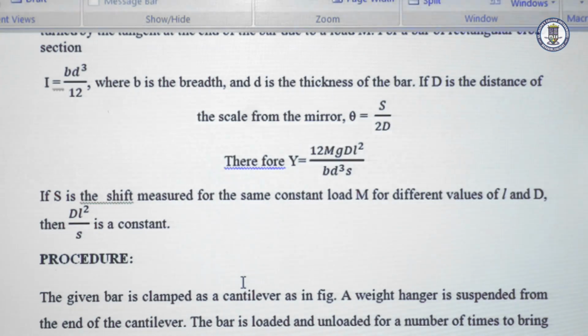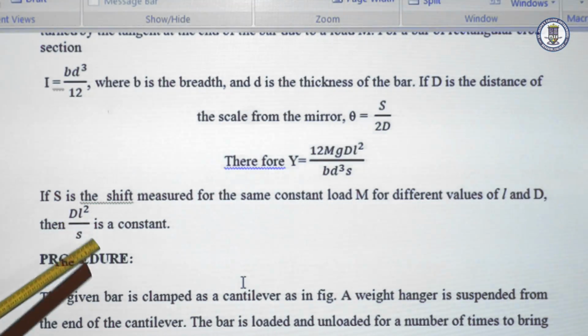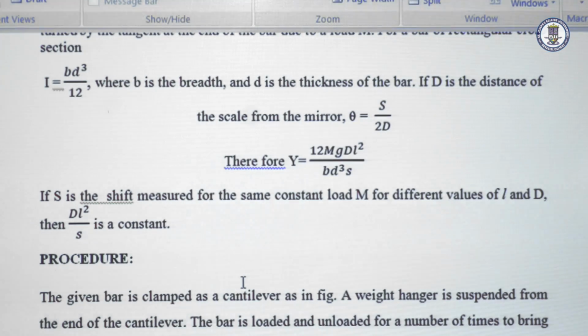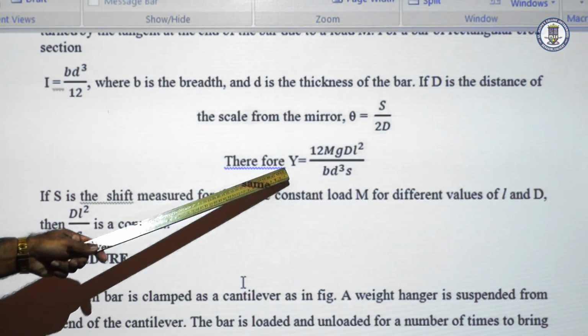Now we can repeat the experiment for another value of length of the cantilever. Then L is changing, the S value also changes, and D also may change, so that D L squared by S is a constant. So we can repeat the experiment, substitute the mean value of D L squared by S, and the Young's modulus can be calculated.